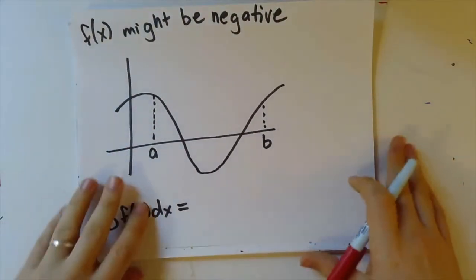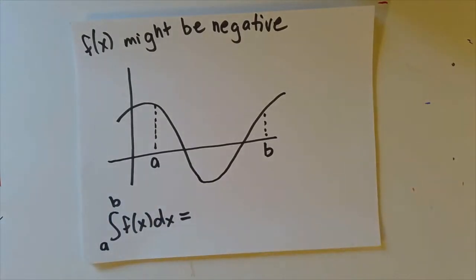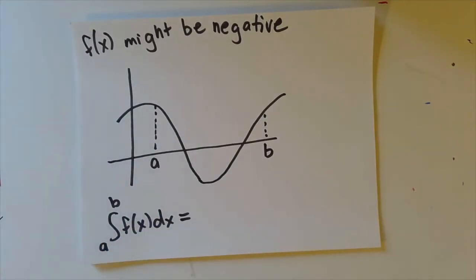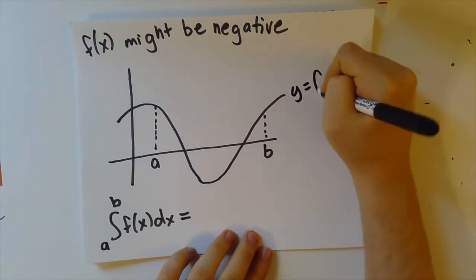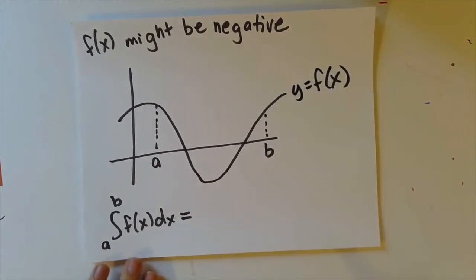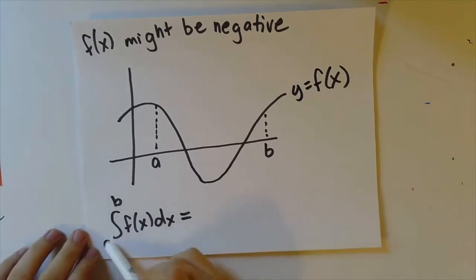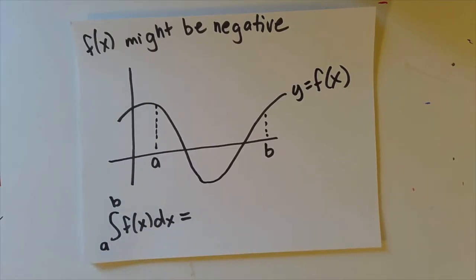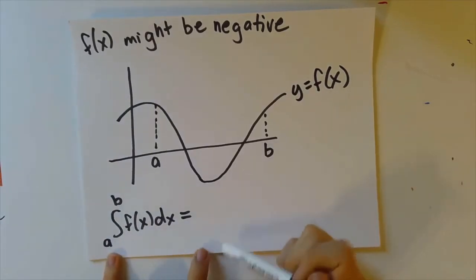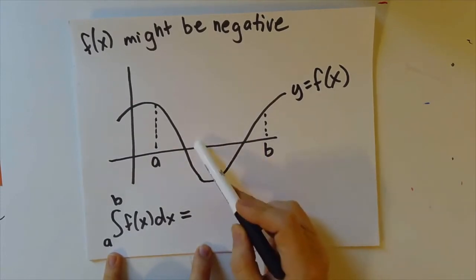Today I want to talk about what happens when my function is sometimes negative. I have drawn in some f of x that is positive sometimes and negative other times. We want to talk about what I mean when I say the integral from a to b of f of x dx in this case. The thing that makes this different from last video is that this graph is now dipping below the axis.